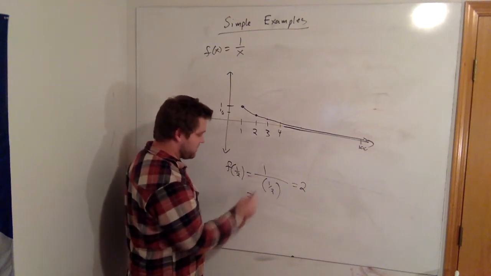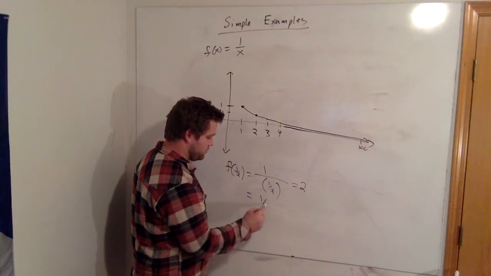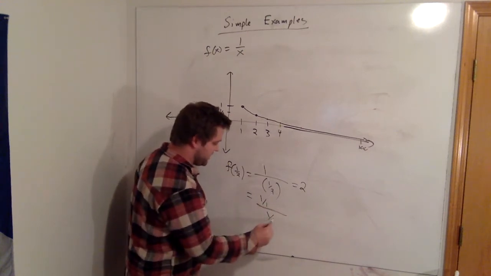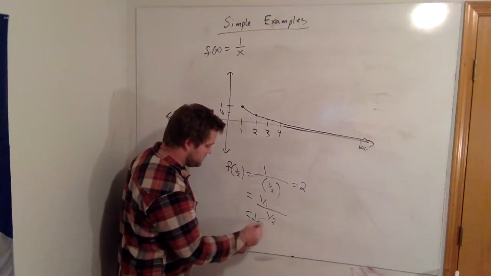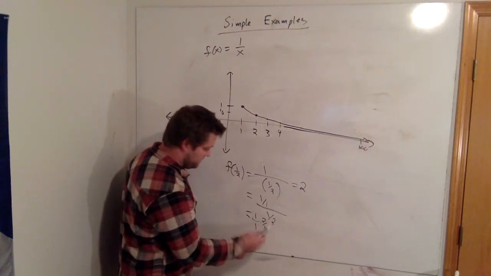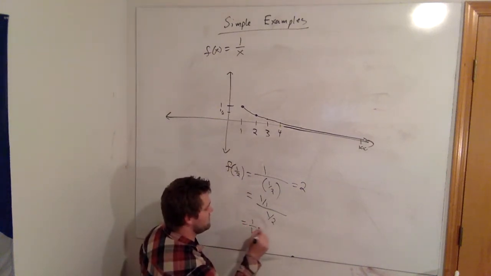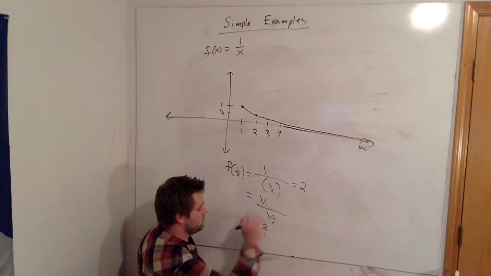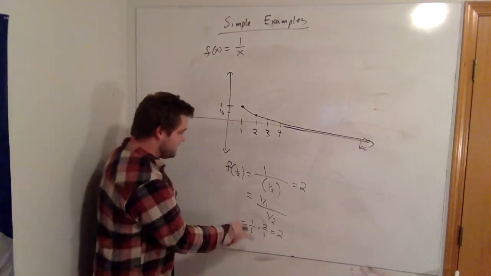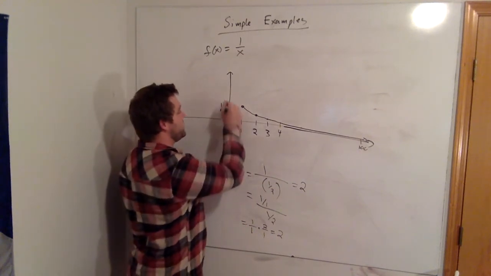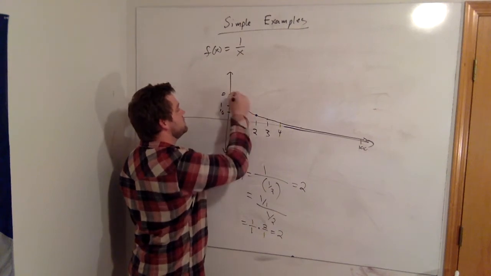Or another way to think about this is you're taking the number 1. You can think of 1 as 1/1. So 1/1, and you're dividing it by a half. Remember how we divide fractions? We flip and multiply. So we would have 1 divided by 1 times 2/1. I'm flipping the bottom one and multiplying, and we get out 2. So when I plug in a half, I'm going to get out 2.